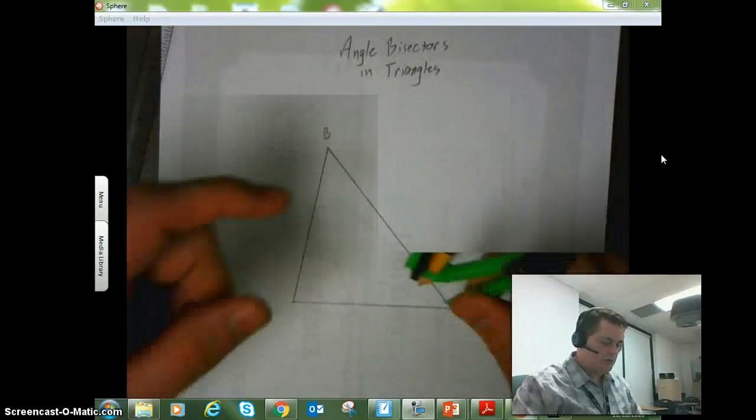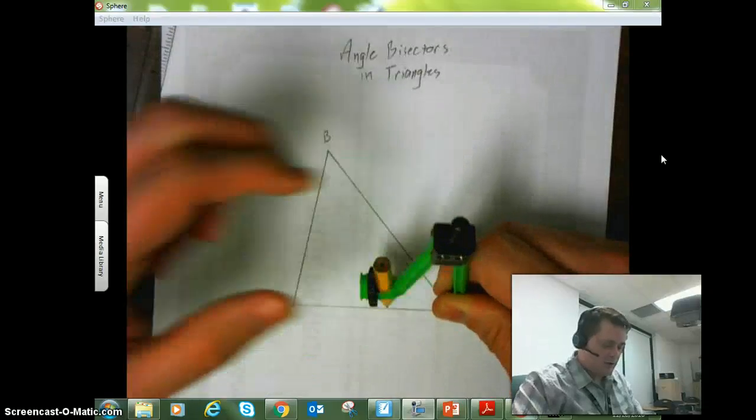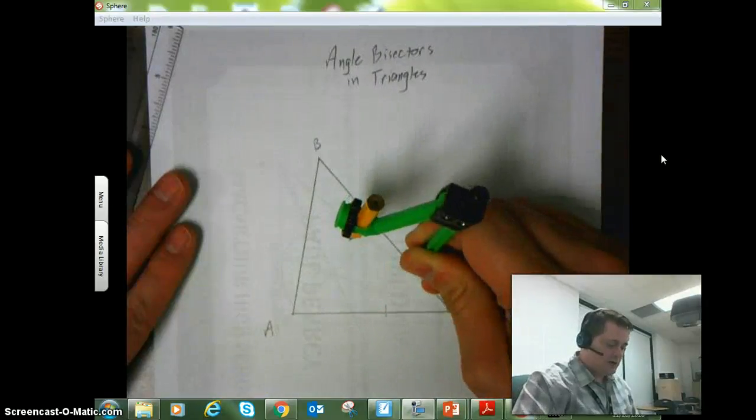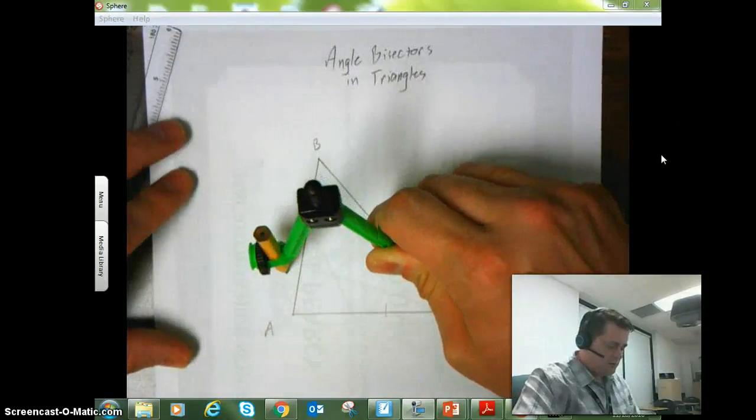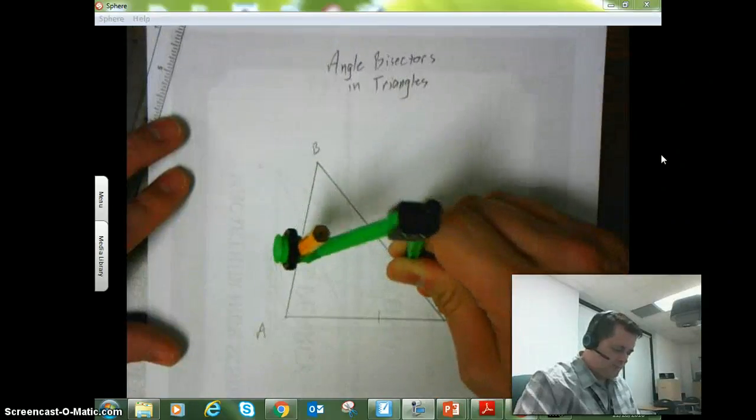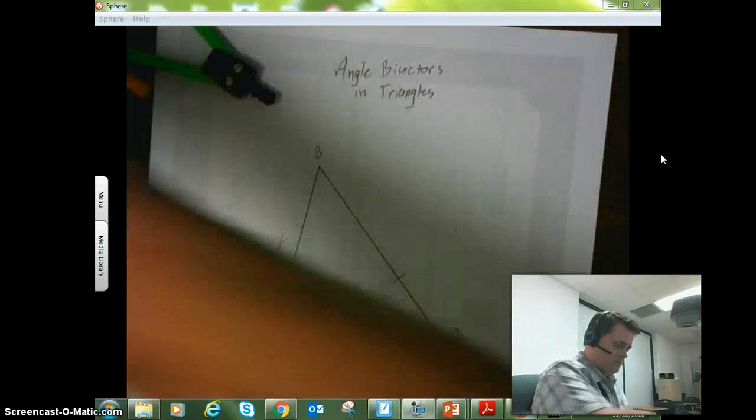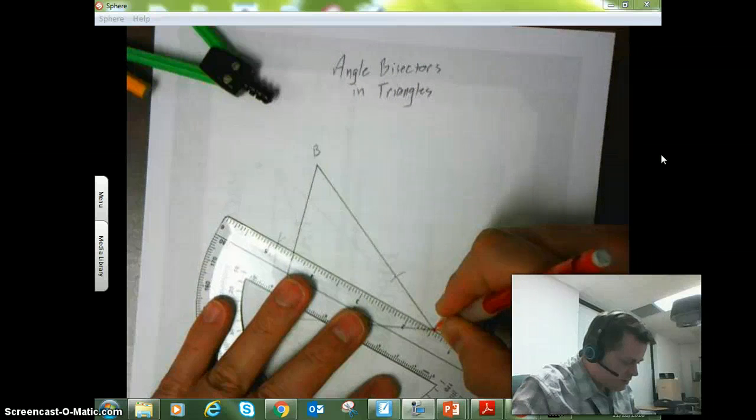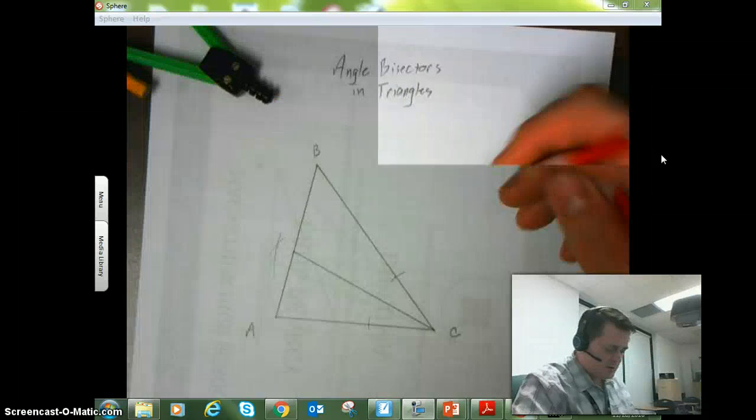With my compass, I'm first going to start by constructing the angle bisectors of this triangle. I'm going to try to keep the constructions a little clean. So here we can line this up, and here is the angle bisector from point C.